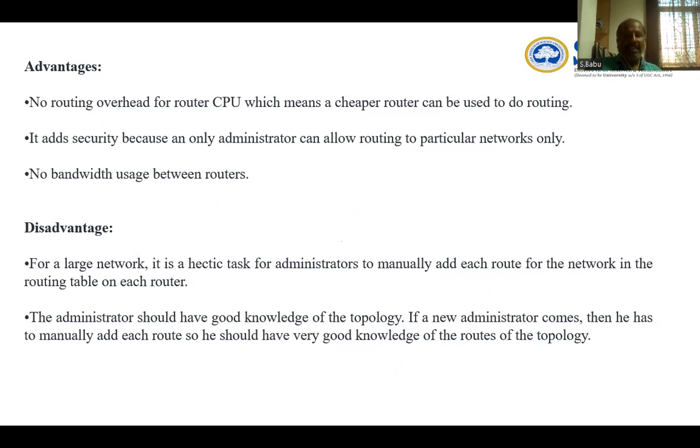Second, it adds security. It provides more security because only one person can be involved in this: the network administrator, who is the responsible person. No other people are involved in this way, so that's why it is a very secured routing. And then there is not much bandwidth usage in this method. So these are the various advantages.